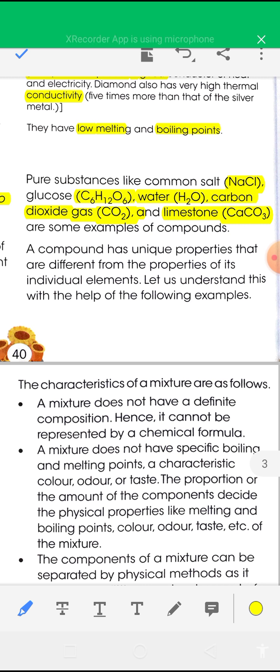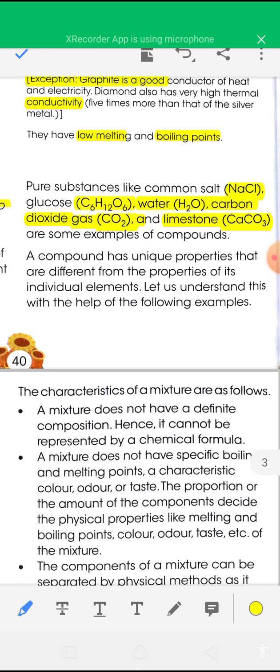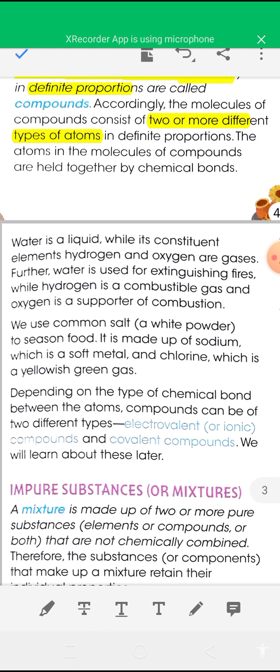Now see properties of compounds. A compound has unique properties that are different from the properties of its individual elements. Remember this line. That is, in water, two hydrogen atoms and one oxygen atom are present, and the properties of water are different from the properties of its constituent elements, that is properties of hydrogen and properties of oxygen.